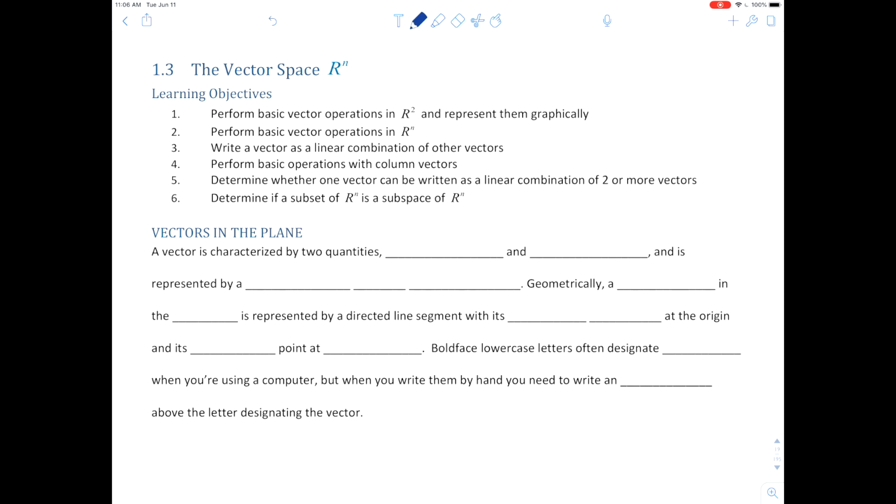In this section, we're going to learn basics about vector operations in R2 and then again in Rn. This way you can see things that are familiar to you when you learn about vector spaces. Later on in the course, we will learn about some other vector spaces such as matrices and the set of polynomial functions. So let's do it.